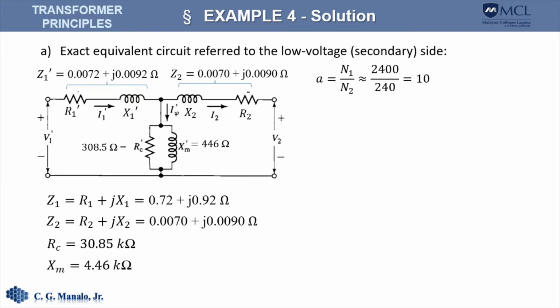So this is the exact equivalent circuit of the transformer referred to the low voltage side, or the secondary side. So we simply copy X sub 2 and R sub 2, while we refer R sub 1 and X sub 1 in the primary, and that will give us this value. We also refer R sub C and X sub M to the secondary, and that will give us these values.